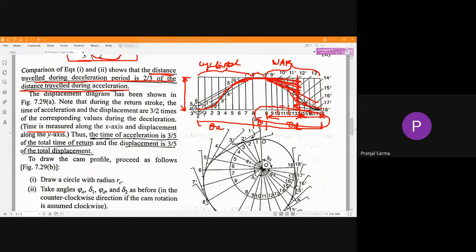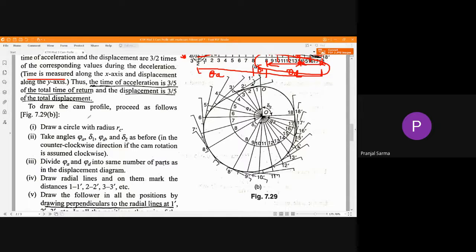So we don't have to consider any additional roller radius for drawing that circle. This time, once again, kinematic inversion will be there. That means we assume the cam is stationary and the follower is rotating around the cam. Just write down that assumption, as it can also carry 1 mark. After writing the proper assumption, the first step is to draw this circle using the base circle radius value. This circle is completed.